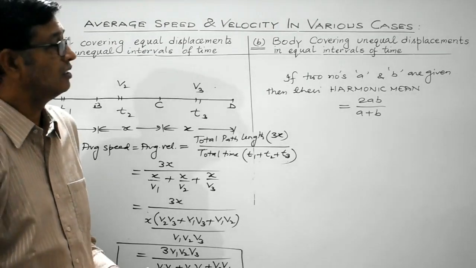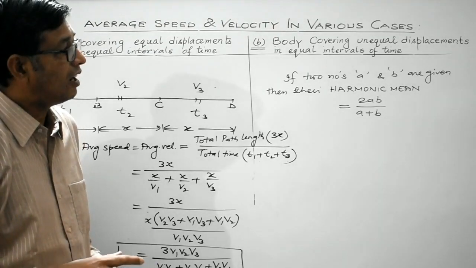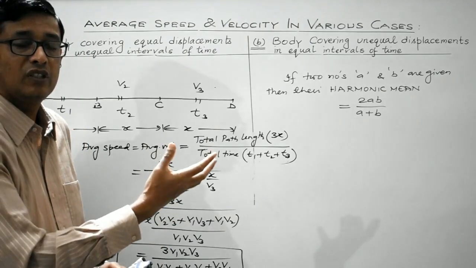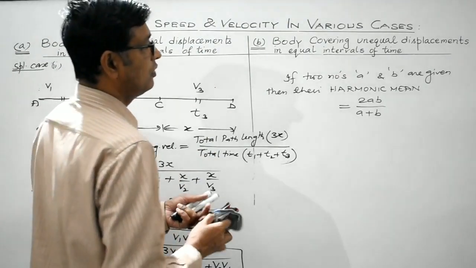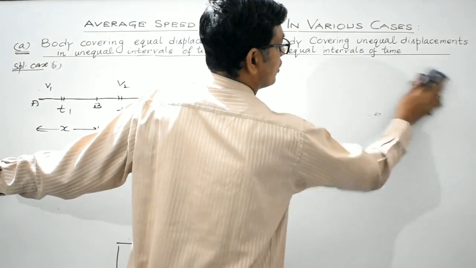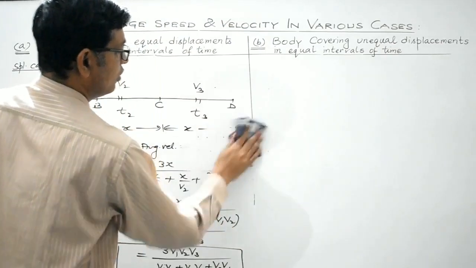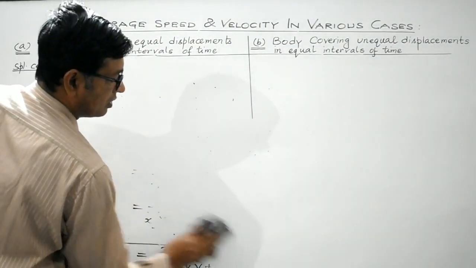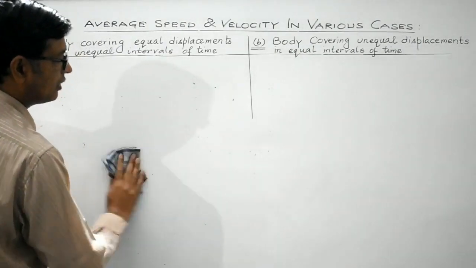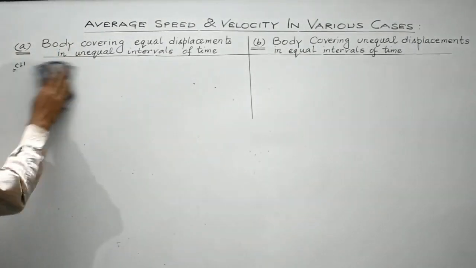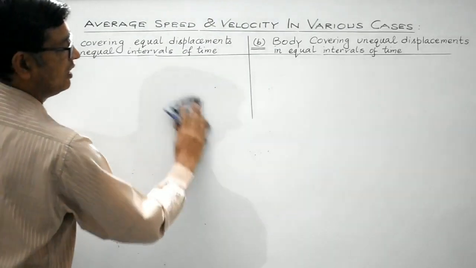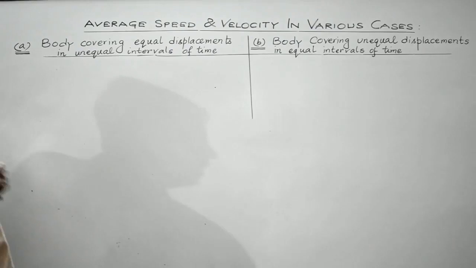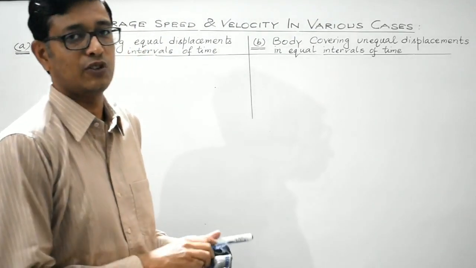Now what we'll consider is a body covering unequal displacements in equal intervals of time. So there also we need to find out the result in terms of v1 v2. So let's try to solve it. Remember, in the previous case we considered the body to be covering equal displacements in unequal intervals of time. Here our intention is to find out the formula for the average speed when the body covers unequal displacements in equal intervals of time, right?